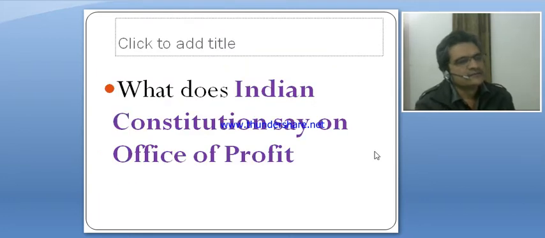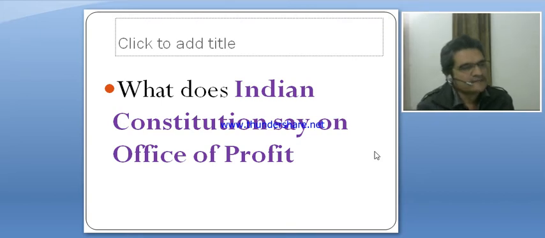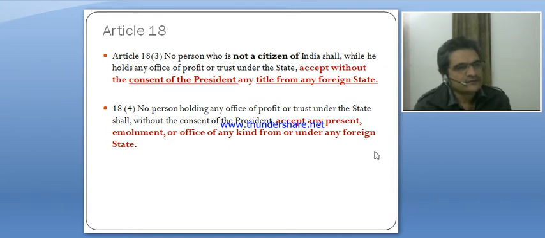Now, moving forward, let us look at the provisions in the Constitution of India which make a mention of the office of profit. Article 18, if you remember, is part of the fundamental rights, and it basically debars any citizen of India from taking any title other than academic and military. Citizens of India are completely barred from taking titles from a foreign country also.